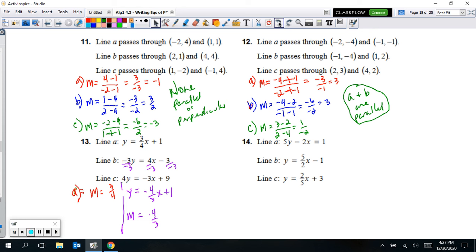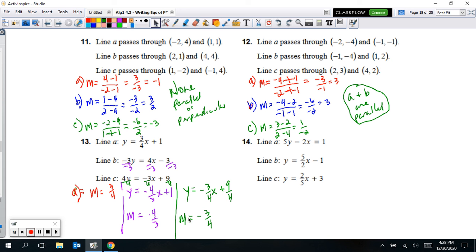And then we come to C. We're going to divide every term here by 4. So divide by 4 on the first one, negative 3 divided by 4, and then 9 divided by 4. So that gives us y first, then negative 3/4 x, and then just 9/4. And so there's our slope-intercept form. We can identify the slope there as negative 3/4.